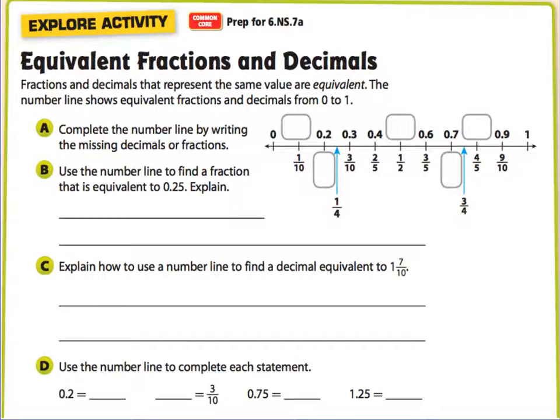All right, so first we're going to take a look at fractions and decimals, and realize that even though they look different, they mean the same thing. So you have fractions that are equivalent to specific decimals and vice versa. Let's take a look at this number line here. At the top, we have all of these decimals, and if we go across, we can see the pattern. It's 0 and 2 tenths, 0 and 3 tenths, 0 and 4 tenths.